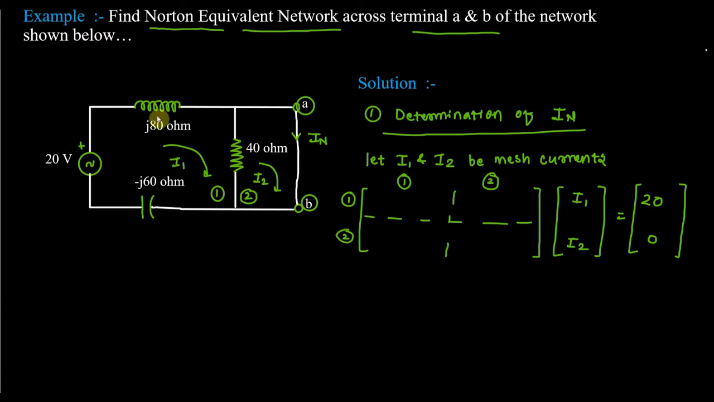The first element is the summation of the impedances present in mesh 1. So 40 is the first one, plus this is j80, and this is a capacitor, which is minus j60. Second, between meshes 1 and 2 there is one resistance, and as it is non-diagonal it is minus 40. This is again minus 40. What about the last one, Z22? In mesh 2 there is only one element, whose value is 40. So this will be 40.